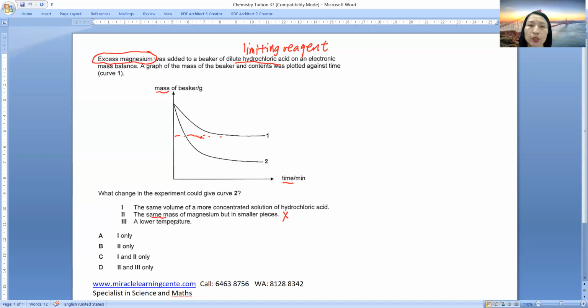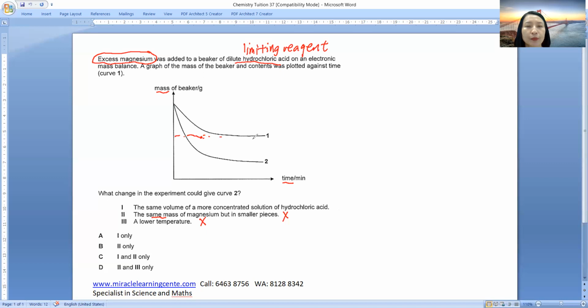A lower temperature will slow down the reaction, but it will not affect the amount of products that's formed. So part 3 is also not correct. How about the first one? Same volume of acid, but it's more concentrated.